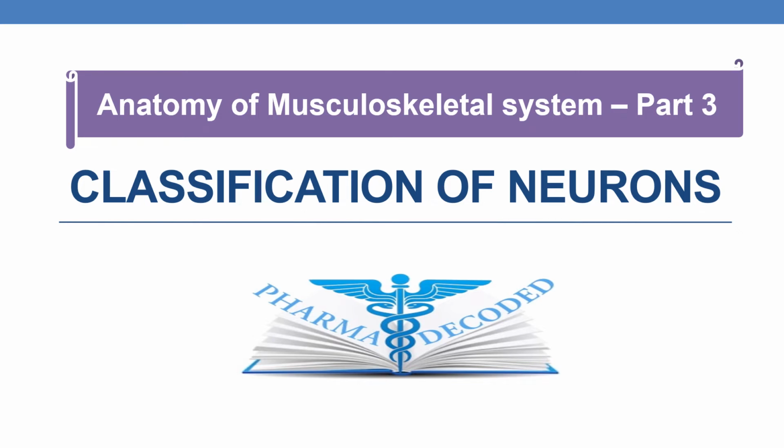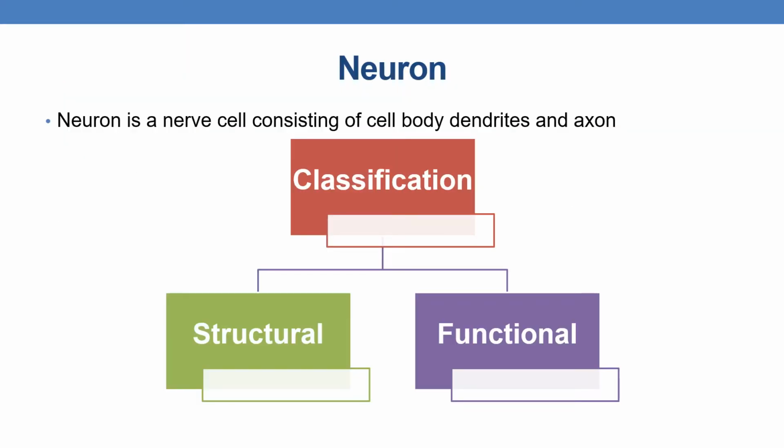Hello everyone, now let us discuss anatomy of musculoskeletal system part 3. In the current session we will be focusing on the classification of neurons.